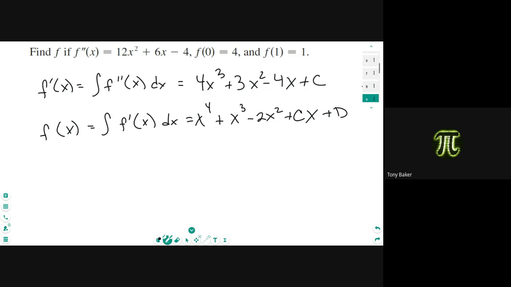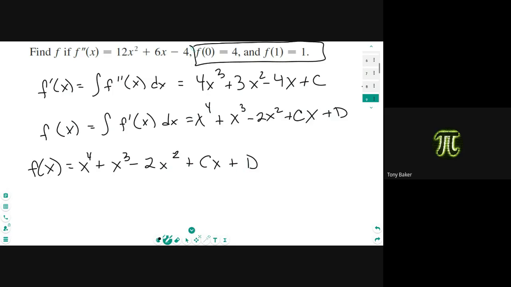All right. So we've got that. So I know f of x is x to the fourth plus x to the third minus 2x squared plus cx plus d. Now, we've got two initial conditions, which will help me find C and D. So the first one, if I plug in 0, I get 0, 0, 0, 0. So D equals 4.